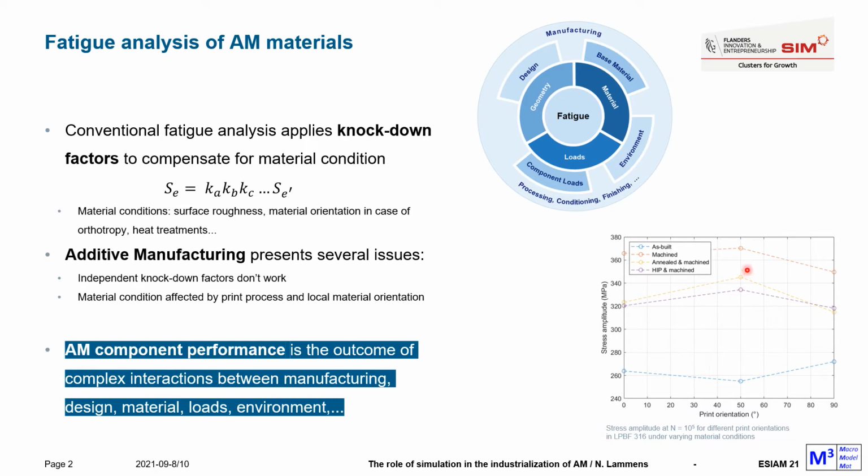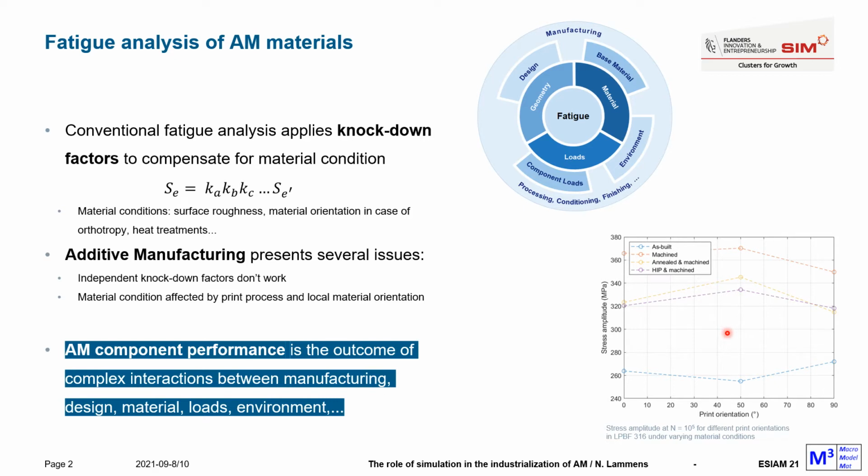However, looking at the test data in this graph, we see that this is not the case. The effect of print orientation is different for the as-built condition compared to the hipped and machined condition. And the difference is not just a constant scaling factor, it's even a different or an inverse trend. So clearly, for this material, a simple knockdown factor approach will not work, and we need material models that can account for more complex interactions between the different factors.